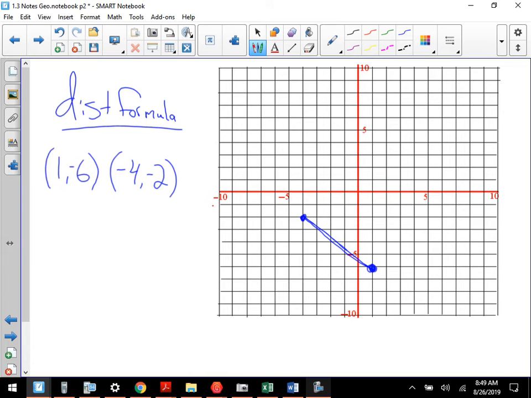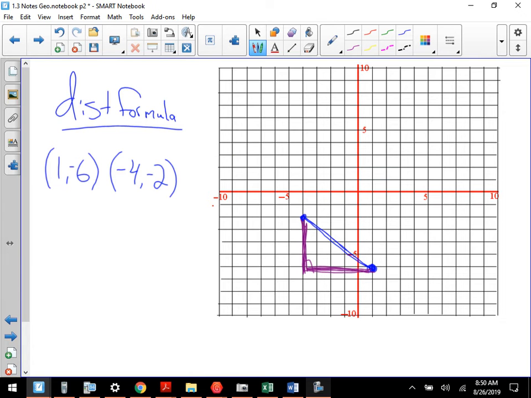Now, on a graph, do you guys agree that there's always going to be some horizontal component and some vertical component? A left and right, and up and down? So, if I look at that, what kind of a triangle did I just make? A right triangle. Crazy.